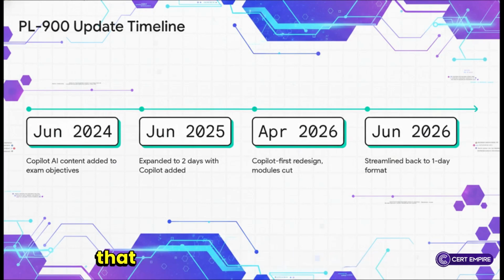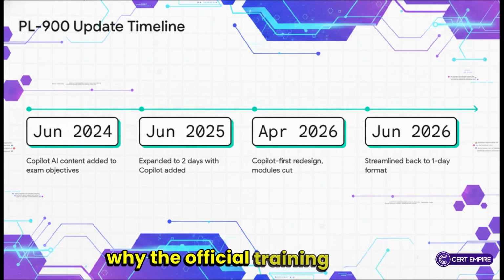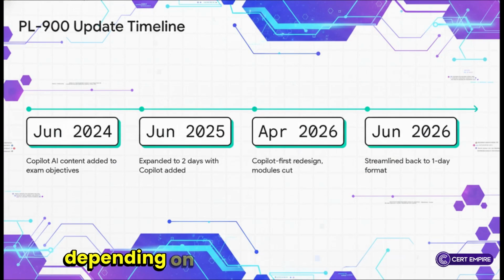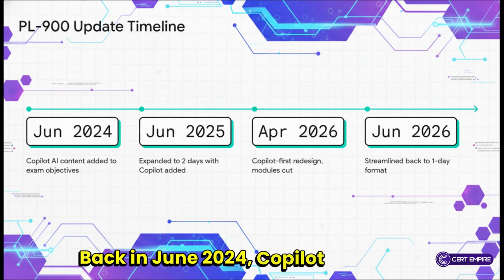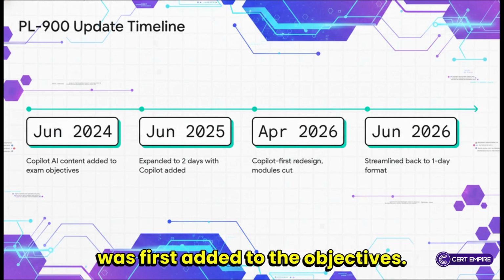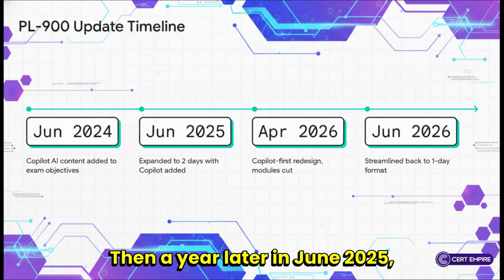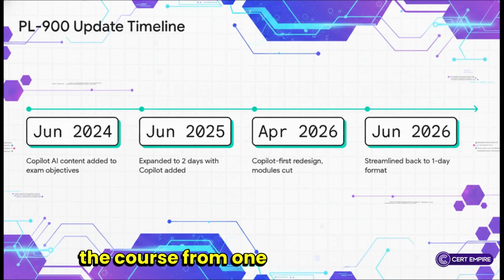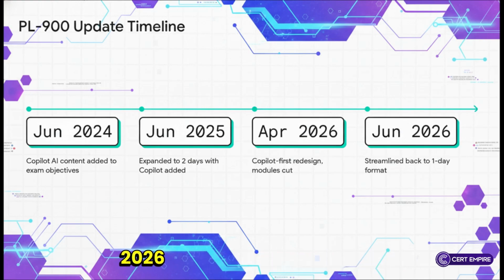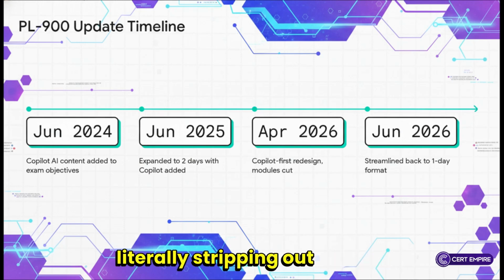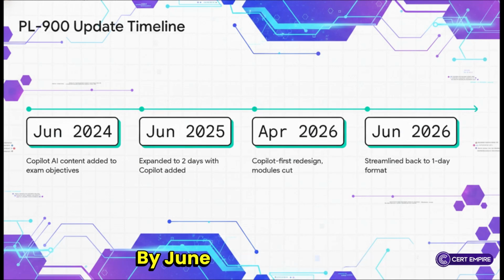Let's start by resolving that major anxiety and figure out why the official training course seems to look completely different depending on which source you happen to read. Let's look at the timeline. Back in June 2024, Copilot AI content was first added to the objectives. Then, a year later in June 2025, Microsoft actually expanded the course from 1 day to 2 days. They did this to fit in new Power Pages modules and broader Copilot functionality. But then, fast forward to April 2026, and they executed this massive Copilot-first redesign, literally stripping out several standalone modules entirely. By June 2026, the course was consolidated right back down to a single day.